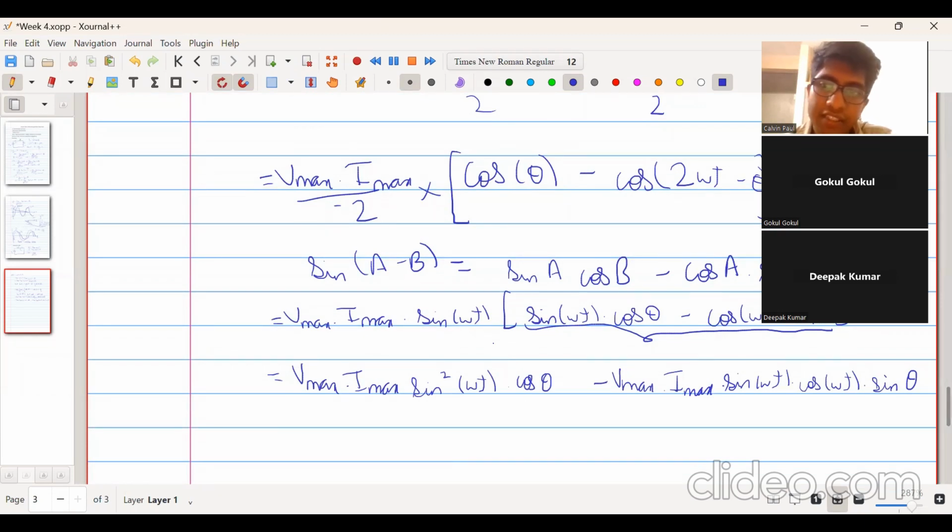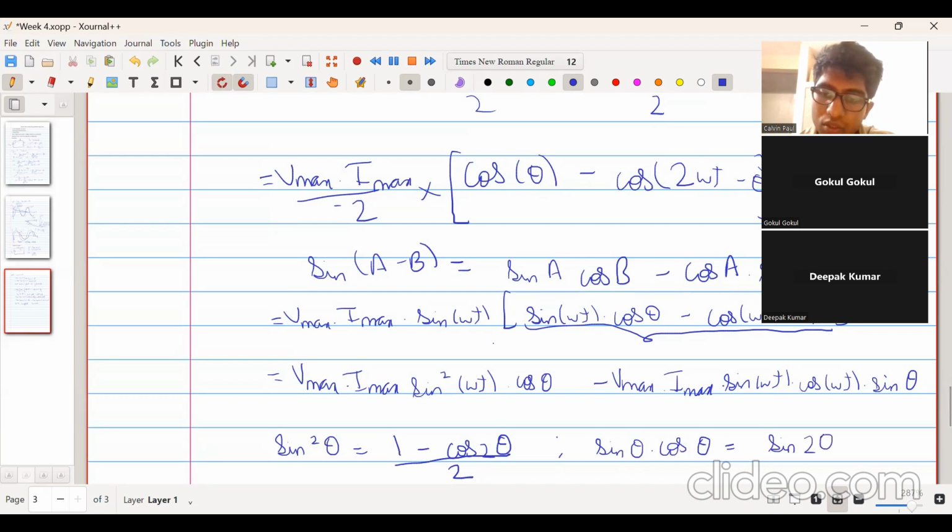Here actually lots of trigonometry is required. So what is the expansion of sine square of theta? We can write it as 1 minus cos 2 theta, upon 2. Similarly, sine theta into cos theta will actually be written as sine 2 theta upon 2.